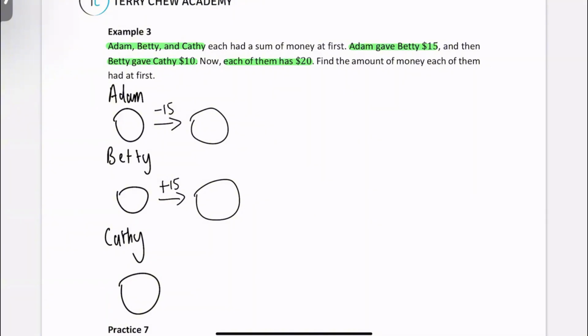And then Betty gave Kathy 10. So if Betty gave Kathy 10, what will happen to Betty's money? It will minus 10, right? So that means Kathy's money will plus 10. And they say that now all of them have $20. So this one is 20, 20, 20.